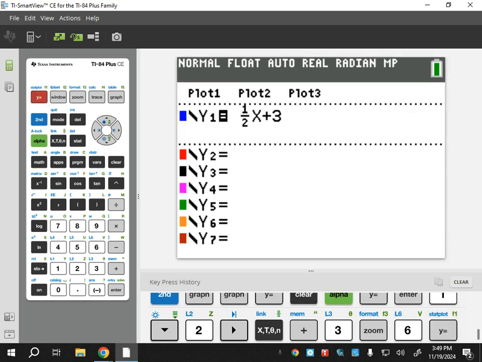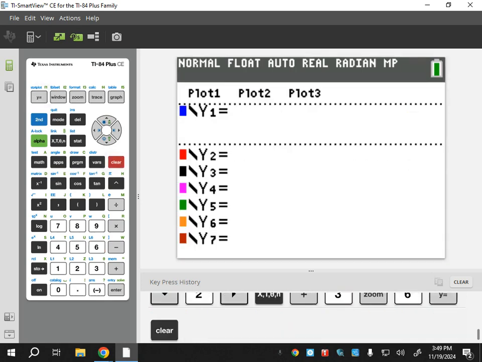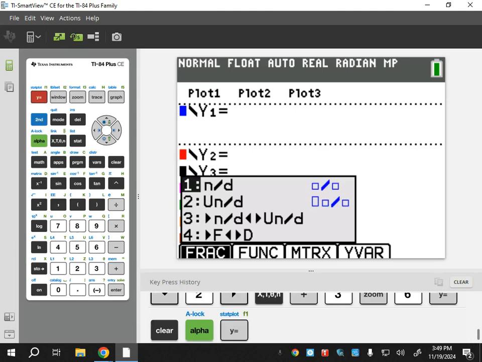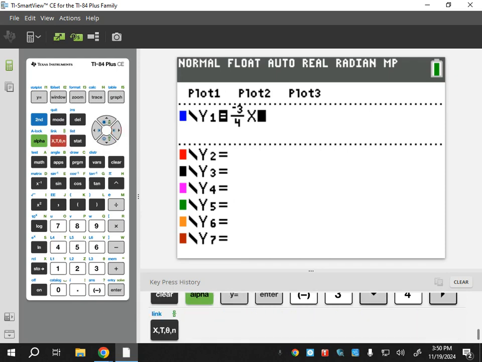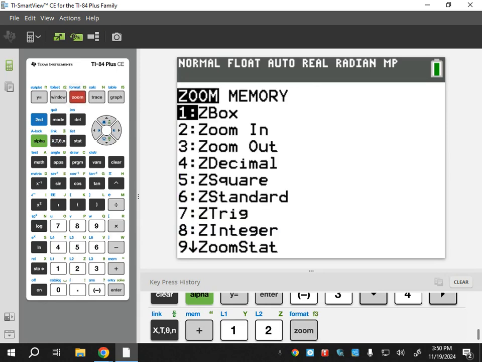Let's go back to our y equals. I'm going to clear out this function, and let's do the function negative 3/4 x plus 12. So fractional coefficient, I'm going to push alpha y, negative 3/4. I'm going to put the negative in the numerator. Notice I use the negative. 3/4 arrow over x plus 12. Okay. We're going to go to our zoom 6.